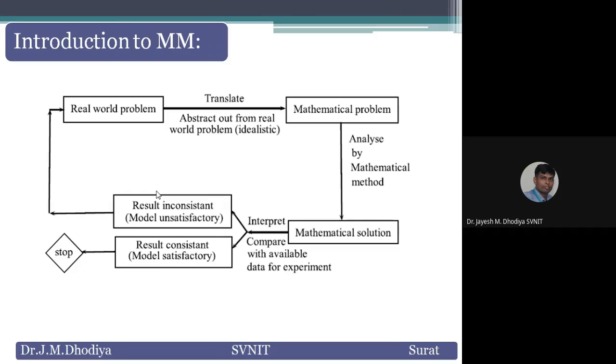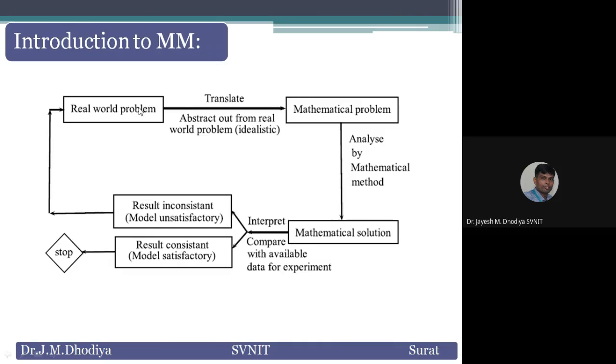A mathematical model is a process that converts a real world problem into the form of mathematics. But this is a very, very crucial stage. When you convert any real world problem into the form of mathematics, it is very difficult. Okay. How it is difficult, we will discuss later.